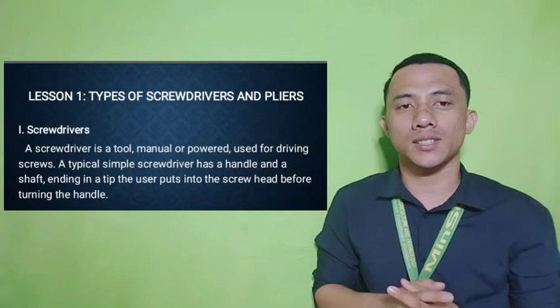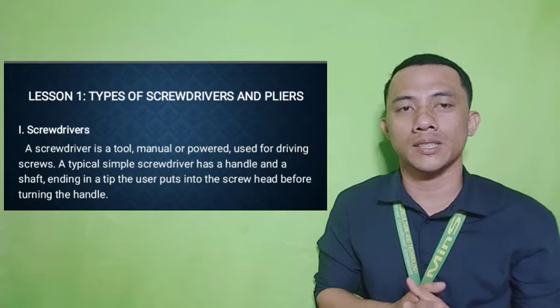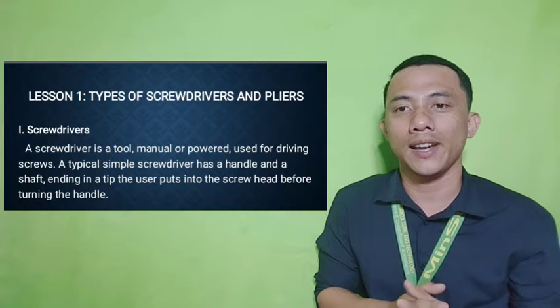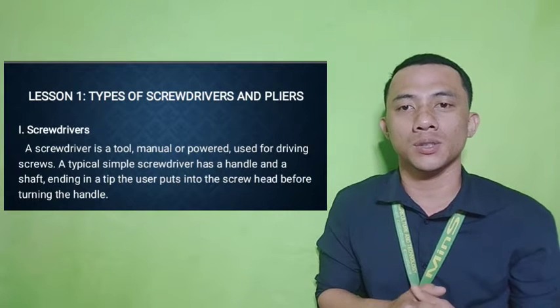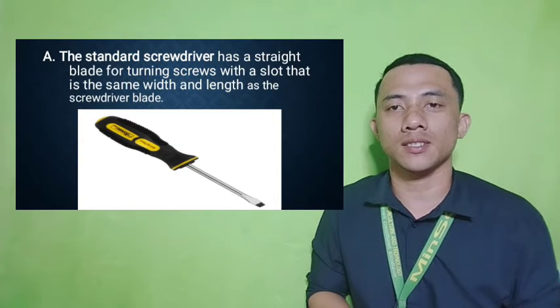First, let's start with the screwdriver. A screwdriver is a tool, manual or powered, used for driving screws. A typical simple screwdriver has a handle and a shaft, ending in a tip the user puts into the screw head before turning the handle. The first one is the standard screwdriver, commonly known as the flat screwdriver.